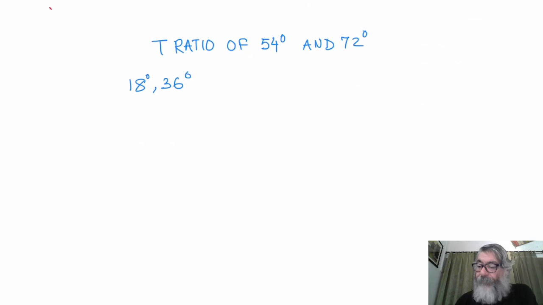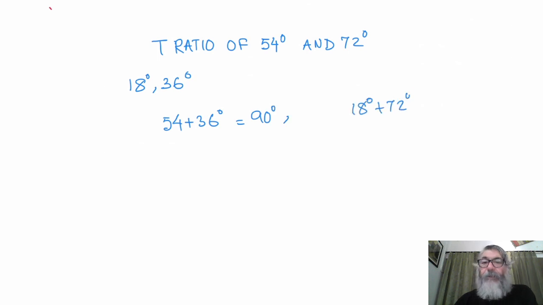Now 54 plus 36 will be 90 degree. 18 degree plus 72 degree will be 90 degree. That means 54 is the complement of 36 and 72 is the complement of 18. So we have already calculated 18 degree and 36 degree angles. By finding the complement of them, we can calculate the trigonometric ratios for 54 and 72 degree.